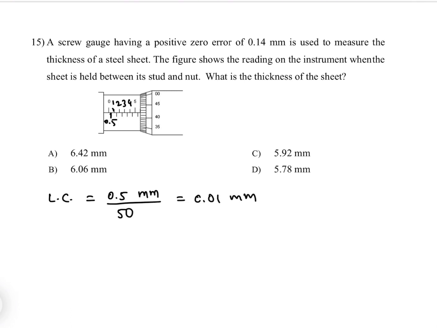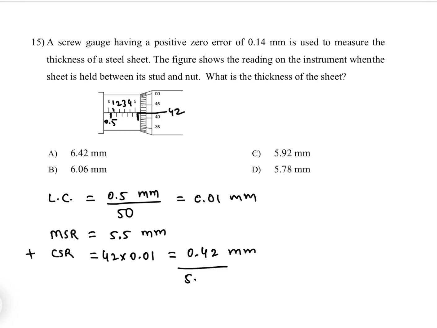Now, if you see the main scale reading, MSR, 5.5 division is visible, and beyond that, we can't see any divisions. So MSR is 5.5 millimeter. Circular scale reading, the division number which is aligning with the reference line is 42. So we multiply that with the least count, and our CSR is 0.42 millimeter. If we add these two, we get 5.92 millimeter as the observed reading.